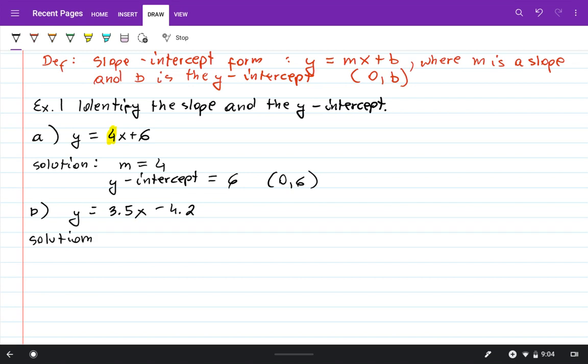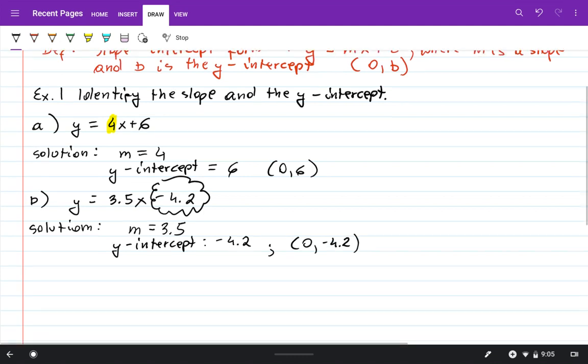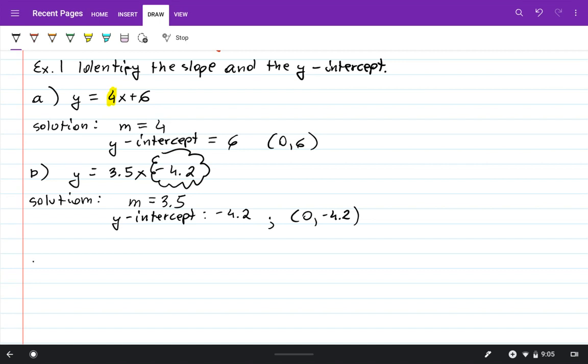So we need to identify the slope. So slope, it's the coefficient in front of x, which is 3.5. And the y-intercept, it's always the number which stands by itself. And we of course take the sign which is in front of that number. So the y-intercept is negative 4.2, which means we have a point on the line 0, comma negative 4.2. That's the y-intercept.